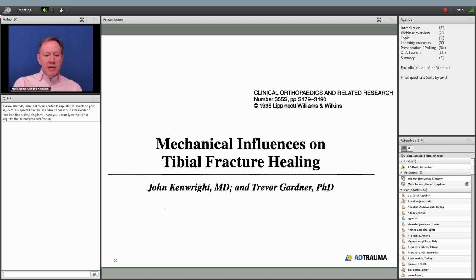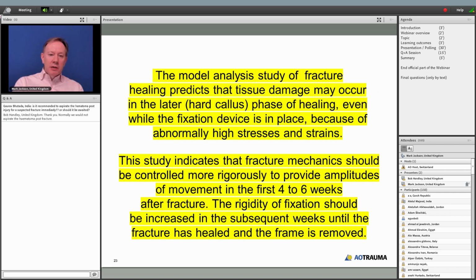And this is a key publication by John Kenwright, who did quite a number of experiments and work in the 1980s and 1990s, looking at the influence of motion and fracture repair, principally with external fixators. But this is an experiment where they treated tibial fractures in clinical practice with added micromotion. And what they looked at was that they found that it was necessary to maintain stability throughout the process.